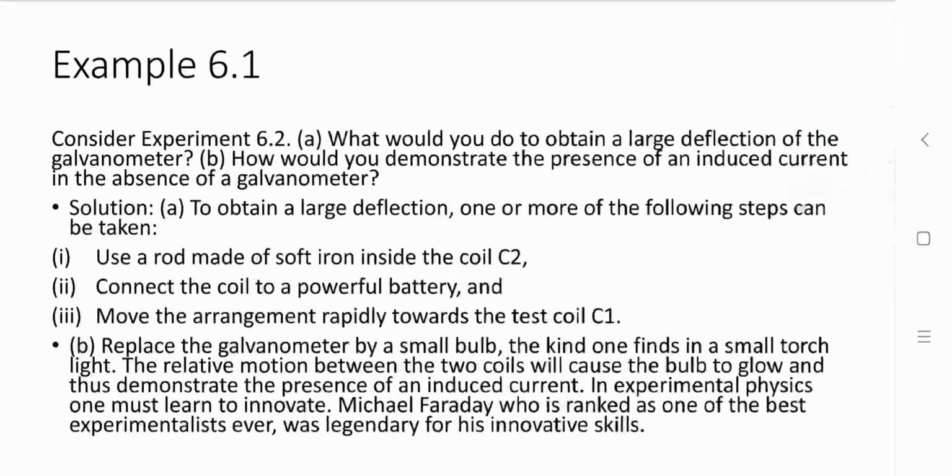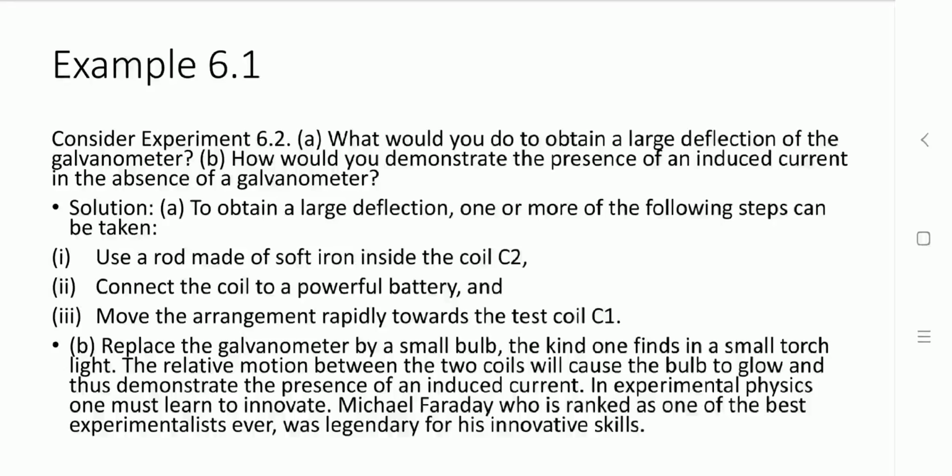Part A: what would you do to obtain a large deflection of the galvanometer? What can we do over here? We can use a rod of soft iron. It depends on the material inside of the coil C2. We can use a large powerful battery connected with C2, right? So it can generate more current in C2, which generates more magnetic field. More magnetic field gives more amplitude and variation in the magnetic flux. Flux gives you the electric current based on the generated EMF.